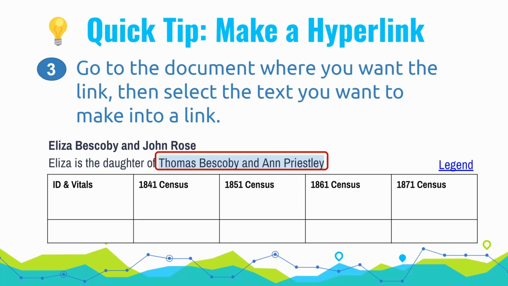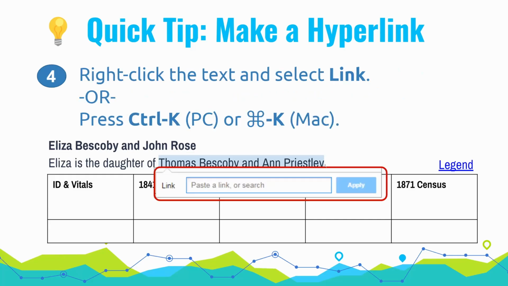Remember, it's our text for Thomas and Anne, the parents of Eliza. So we use our mouse to select this text and it becomes highlighted. And then once it's selected, we can either right click on the text and in Google Drive you would select link. It'll be something very similar in other apps. In Microsoft Word, I think it actually says hyperlink instead of link, but you'll be able to tell what it is. It's something about linking. Also, a common keystroke for hyperlinks is Control K or Command K.